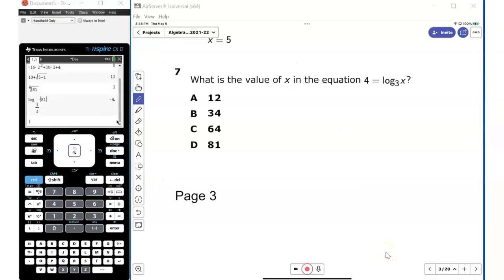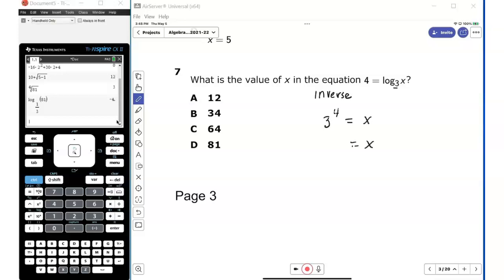For number 7, what is the value of x when the equation 4 equals log base 3 of x? What you need to do is write the inverse. You need to identify the base, which is 3. You need to identify the exponent, which is 4. And then we have x.